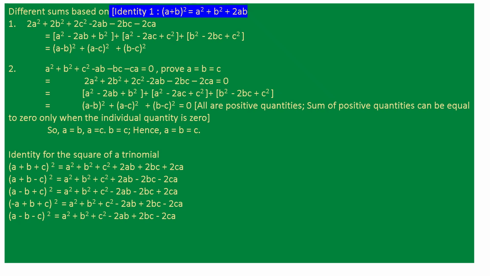Only in that case we will go for the identity for the square of a trinomial. Otherwise, if all the three hold a negative sign, then we make use of identity 1.